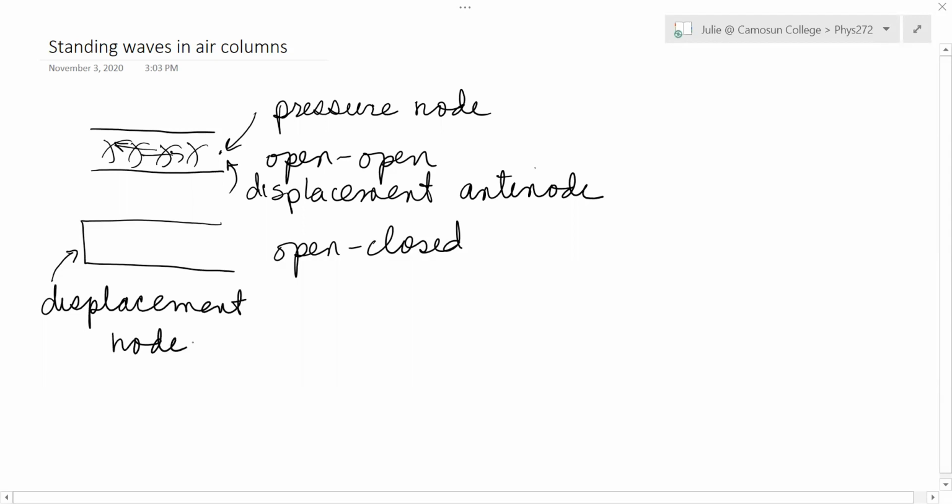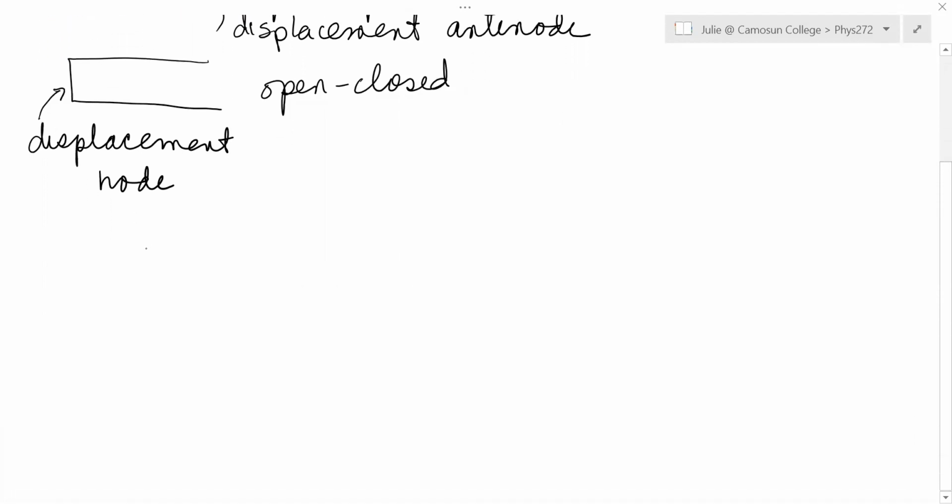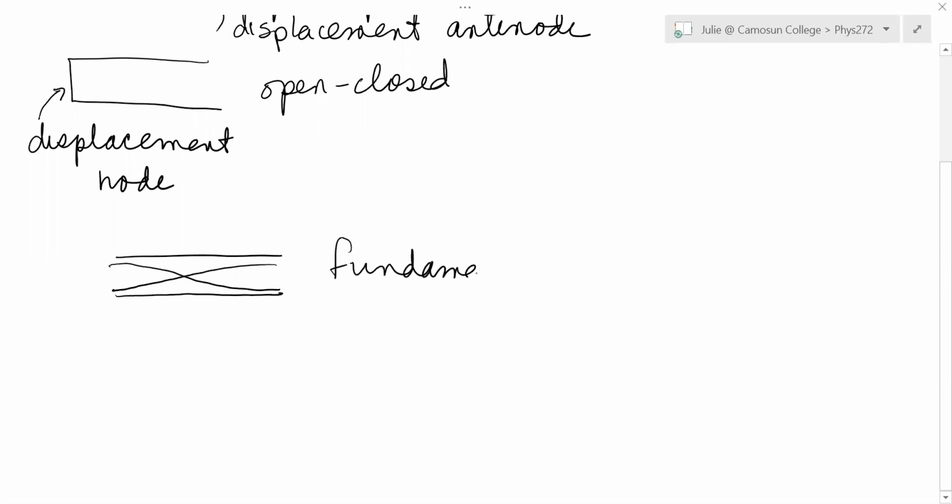And so for the pictures that you draw for these standing wave patterns, you've got a choice. You can draw the pressure waves or you can draw the displacement waves. I like to draw the displacement waves, and so they look like this. For open-open, it's a displacement antinode at the end. So there's the fundamental frequency. So this is the fundamental, or if you like, you can call it the first harmonic.